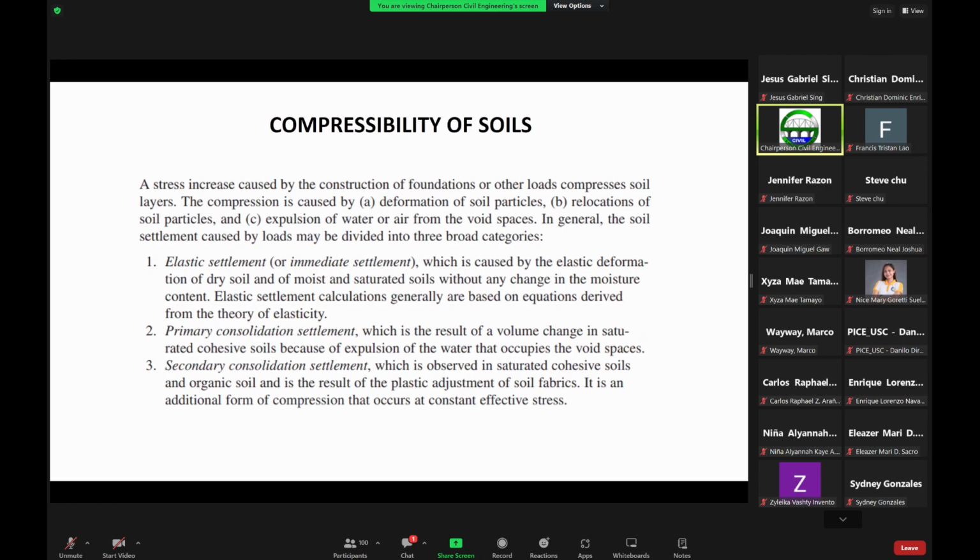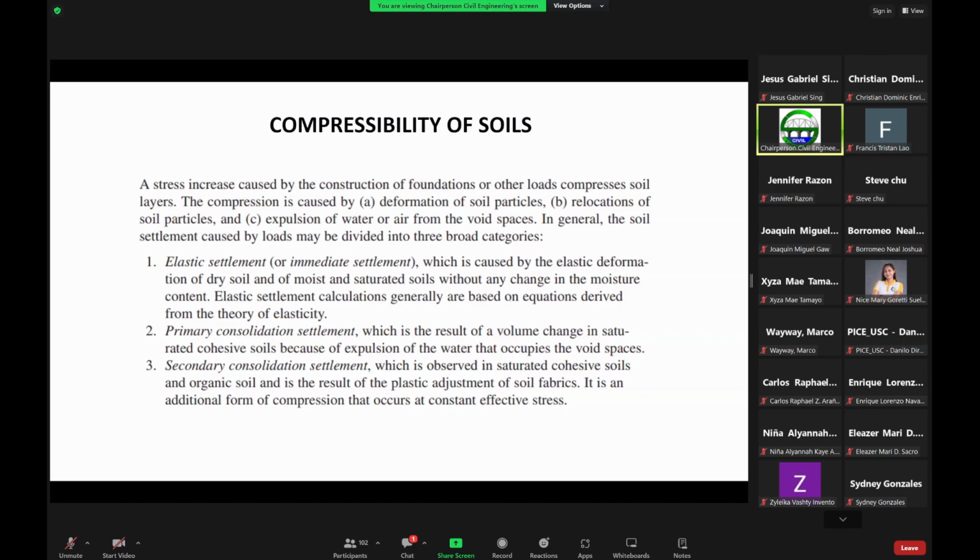So with that, we now have these three basic settlements. Basically, there's only two. We have the elastic settlement or the immediate settlement, and then we also have the consolidation settlement, wherein the consolidation settlement is composed of primary and secondary consolidation settlement.